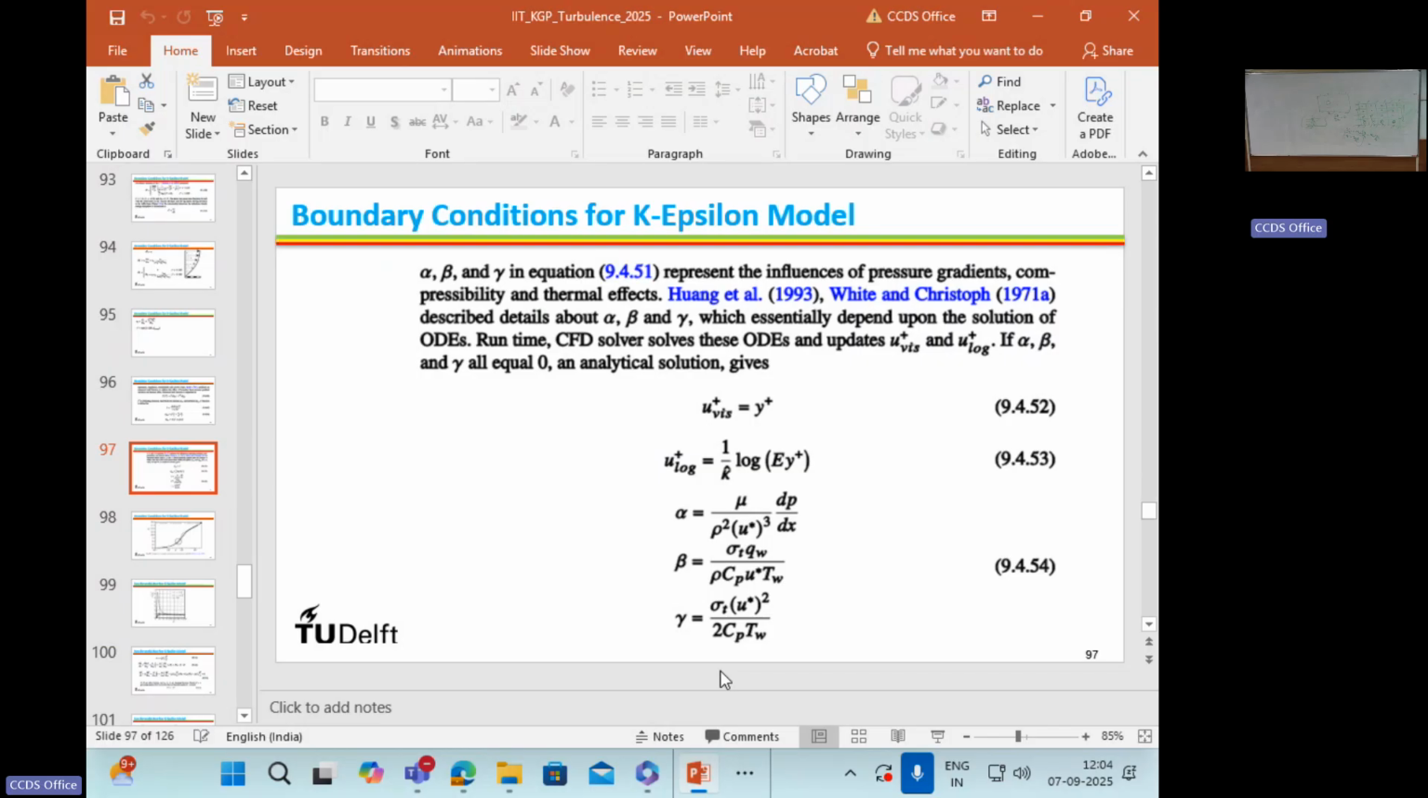If alpha, beta, gamma is equal to 0, meaning in the absence of any external pressure gradient or in the absence of any heat injection, this parameter is going to be 0. And what will happen? So this is equal to 0, and your enhanced wall treatment is equal to your standard wall treatment. But if you have any heat injection, if you have any pressure gradient, the solver will consider those things to calculate your enhanced wall treatment. Now it is clear? Clear?